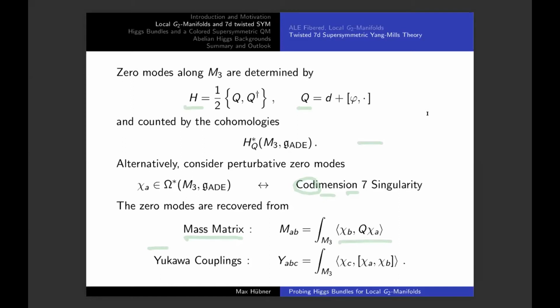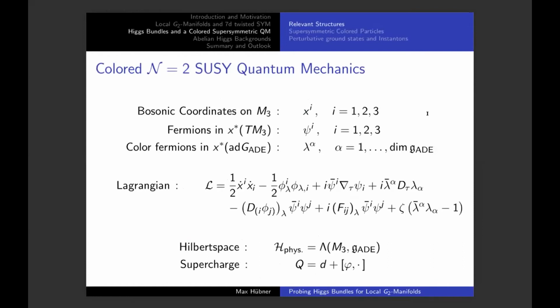Finally, the 7-dimensional theory also gives an expression for the Yukawa couplings down in 4 dimensions as this triple overlap integral here. And it's at this point that the colored quantum mechanics makes its first appearance. This is because the colored quantum mechanics will be such that its physical Hilbert space is exactly the field space of the compactification, Lie algebra valued forms, and its supercharge will be exactly this operator which determines the zero modes. So let me tell you about this colored quantum mechanics.